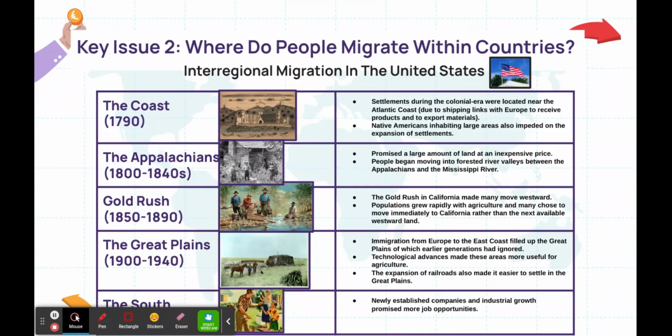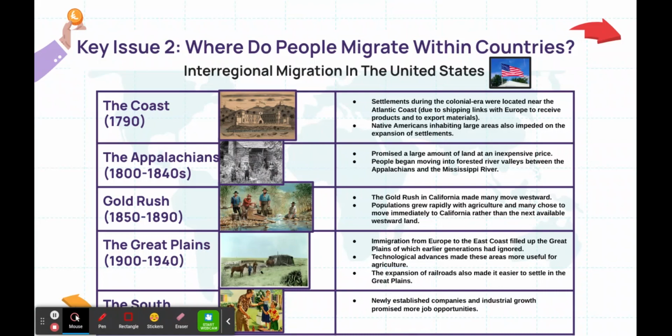Fourth is the Great Plains in 1900 to 1940, which had a lot of interregional migration in that era because immigration from Europe to the East Coast filled up the East and pushed people to the Great Plains, a place that people in the past had ignored and deemed useless because of its dry climate and lack of trees. But technological advances made these areas more useful for agriculture, and the expansion of railroads also made it easier to settle in the Great Plains. So, as times changed, it became easier to live in the Great Plains than it was in the past.